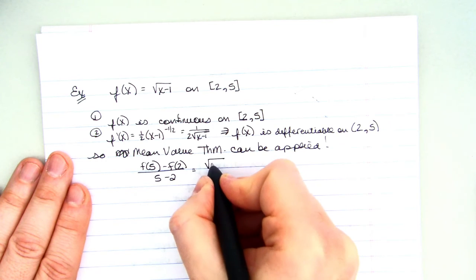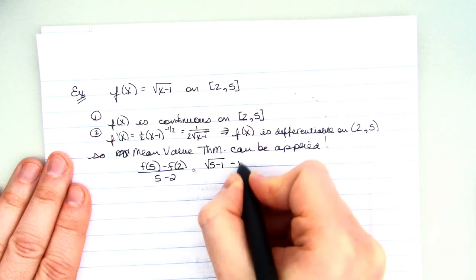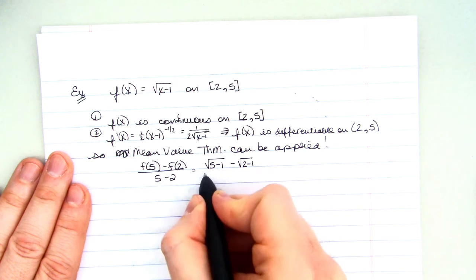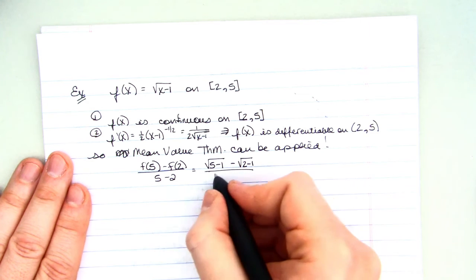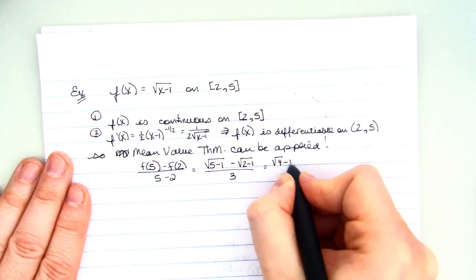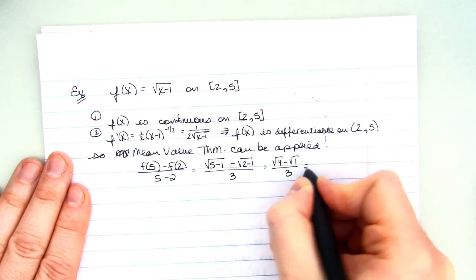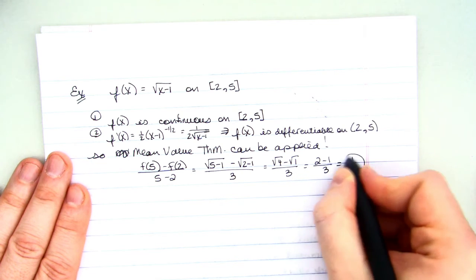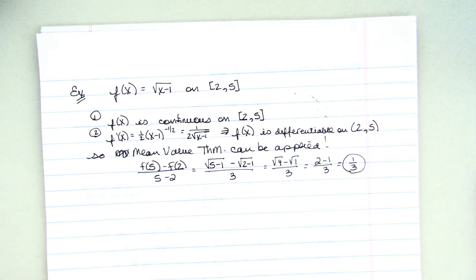Okay, f of 5 is the square root of 5 minus 1, and f of 2 is the square root of 2 minus 1, over 5 minus 2, which is over 3. The square root of 4 minus the square root of 1, over 3, is 2 minus 1 over 3. Your slope is guaranteed to be 1/3.